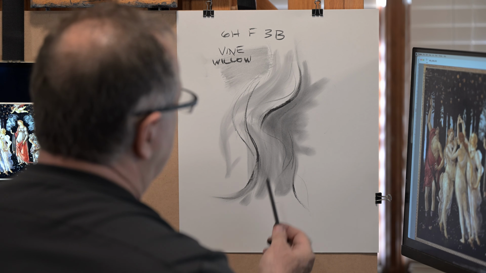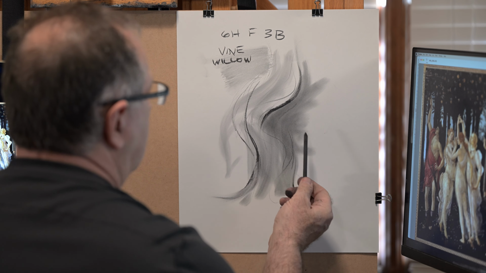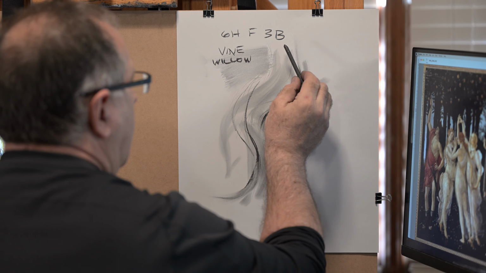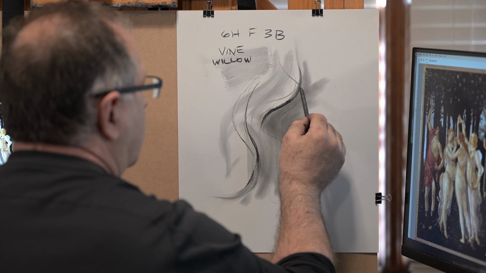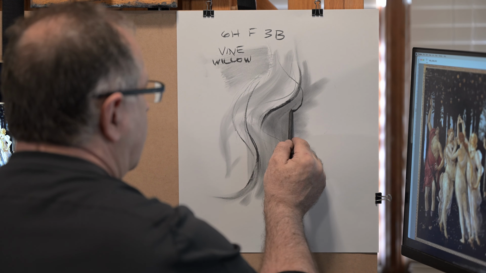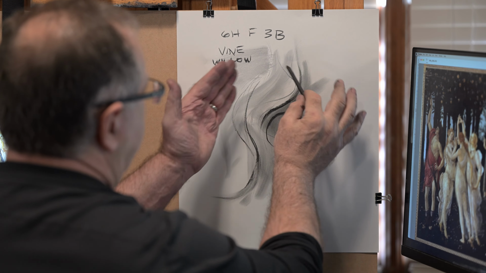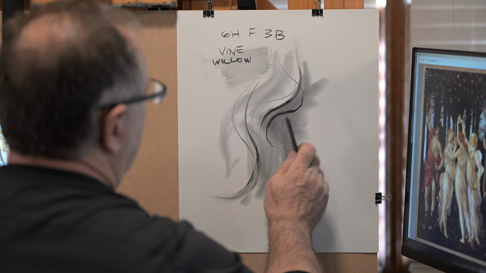Another thing you can do is make a point with your charcoal, so you can draw very lightly with the point. And then as you go diagonally with the brush and start to use the side of the brush, all of a sudden you have a thicker mark, and you have a breadth to your mark.